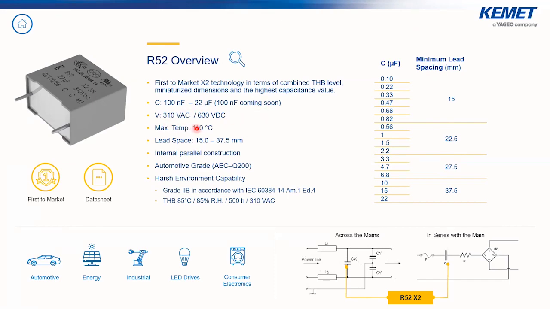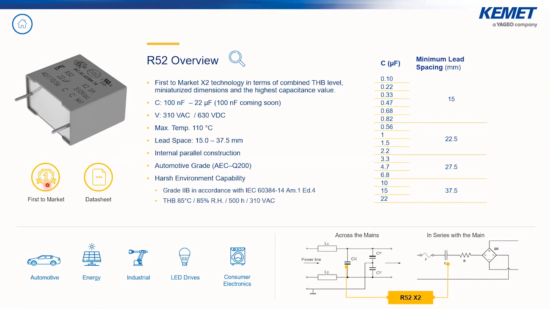And we have this capacitor in THB grade 2B. That means it is able to handle 85 degrees, 85% of relative humidity for 500 hours at 310 VAC. You will notice also that for these capacitors, we are now showing the DC capabilities of the series, and this is mainly due to the application of these capacitors in DC applications, like the one for ADC, which is directly connected to the battery and not to the mains.